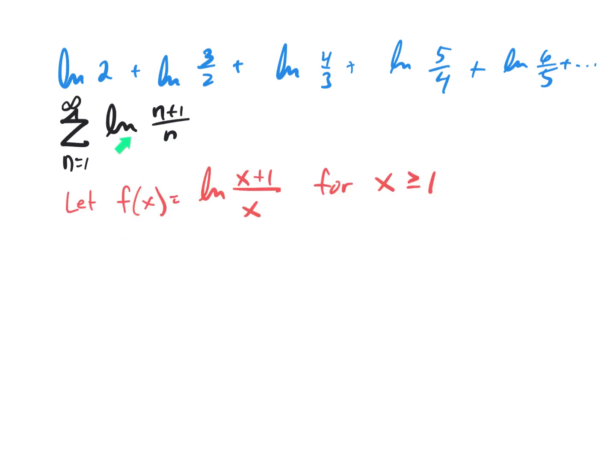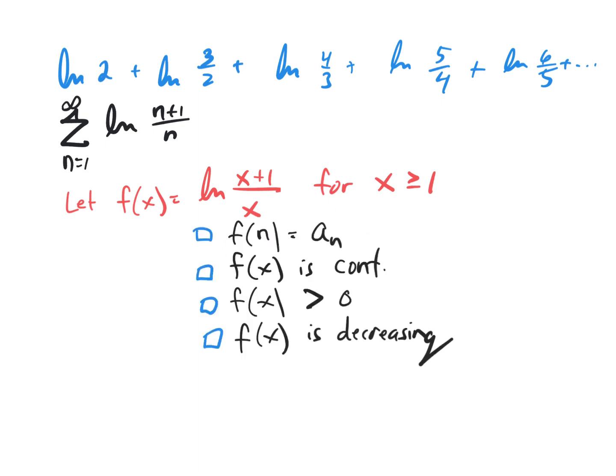We'll let f of x equal the natural log of (x plus 1) over x, a continuous function for this domain, and check our 4 conditions. Does our function output all of the terms of the series? Is the function continuous, positive, and decreasing? So this condition is always met.